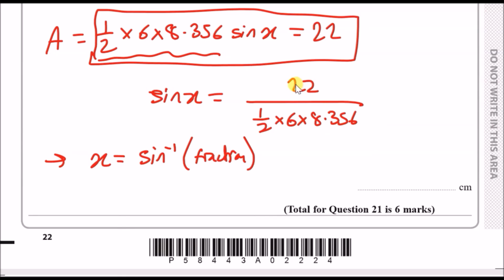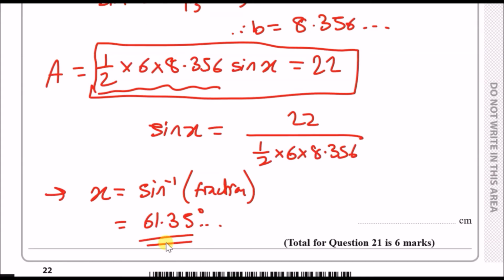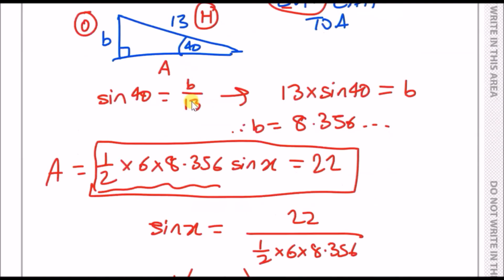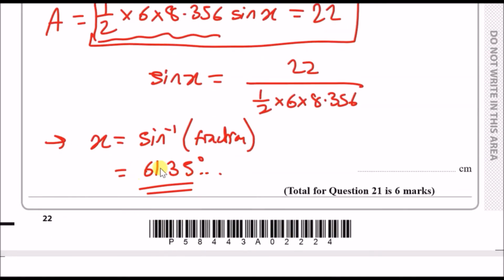So if you just type in 22 over half times 6 times 8.356, you'll get some kind of small decimal like 0.8ish, and if you sine inverse your answer, you'll get an actual degrees answer of 61.35... degrees. However guys, this is not the final answer, because they told us earlier that the angle ACB was obtuse. In other words, X is obtuse. And if it's obtuse, it means it has to be bigger than 90. So at the moment, it's currently in acute form.